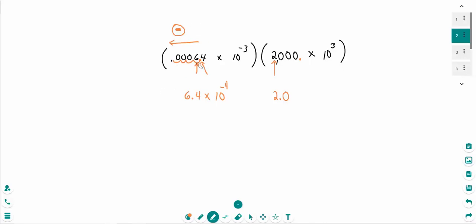So we're moving to the left 4 times, so it's going to be a negative 4, but we still have this times 10 to the negative 3. So that's still here, times 10 to the negative 3. Okay, so that's the first set of parentheses.